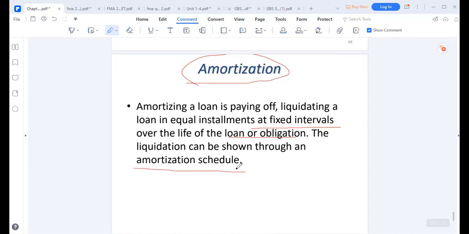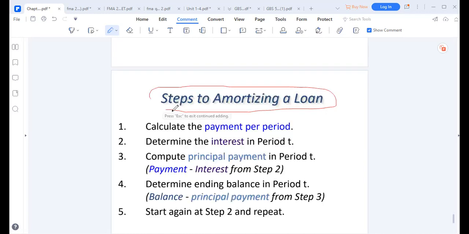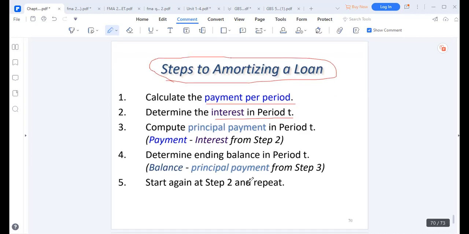All right, so the steps for an amortization schedule: the payment per period, that's a step. You have to look at the breakdown of a loan. So calculate the payment per period, determine the interest in that period, then compute the principal payment in that period, then determine the ending balance in that period.